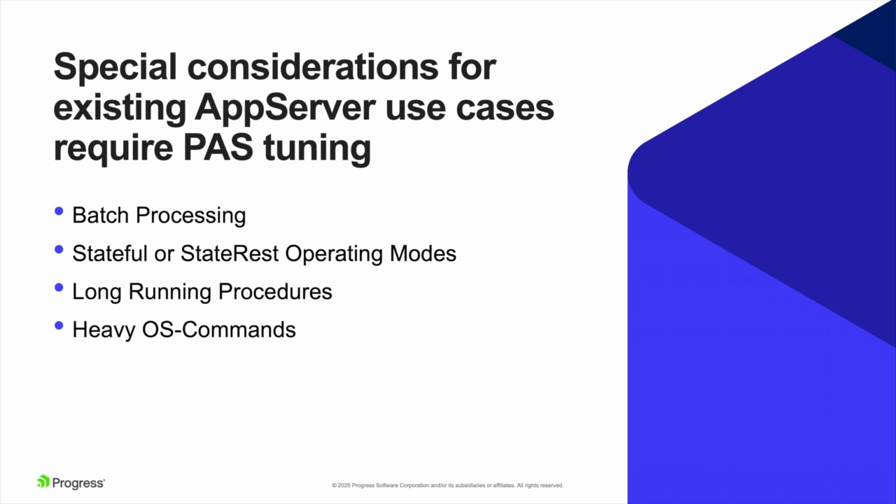From an application perspective and application use cases, when it comes to long running jobs and batch processing, if you're doing batch processing in the classic app server, PAS needs to be tuned for that. PAS is, at its heart and soul, a web server, so there are some timeouts that you can tune for long running batch jobs. Stateful and state reset connections also require some special tuning in PAS, as well as if you make heavy use of OS commands that are particularly long running, again, special tuning considerations around that.